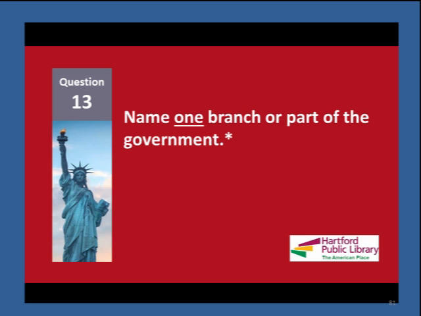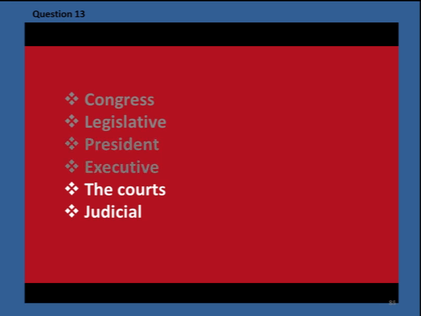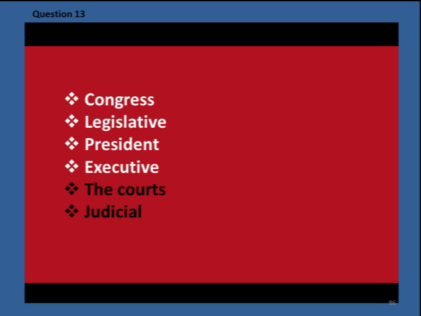Question 13. Name one branch or part of the government. Congress. One branch of the government is Congress. The three parts of the government are Congress, which is also called the legislative, the president, also known as the executive, and the courts, or the judicial branch.